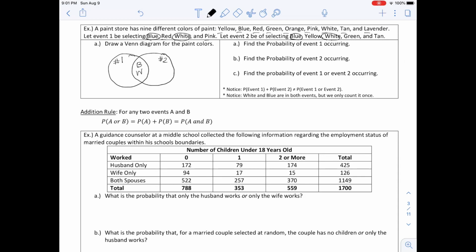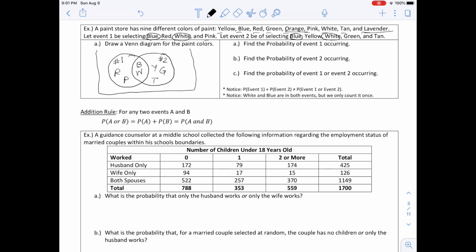And then event 1 also has red and pink. So I'm going to put an R and a P inside circle 1, but not in the part where both of those events are occurring. Likewise, event 2 also has a yellow, a green, and tan. So yellow, green, and tan. And if you look at the colors that were given to us, we actually have a couple that were not included. You'll notice lavender is one and orange is the other.